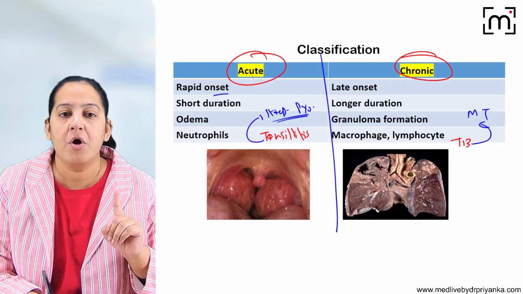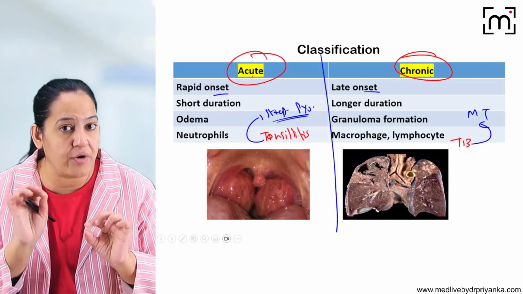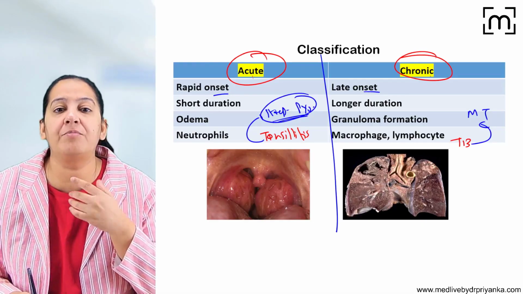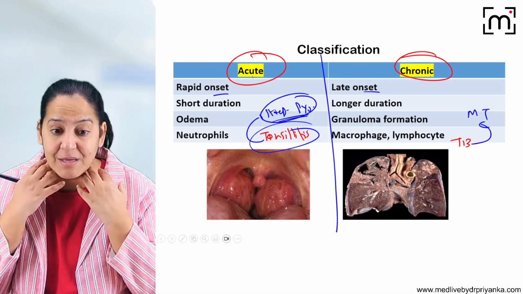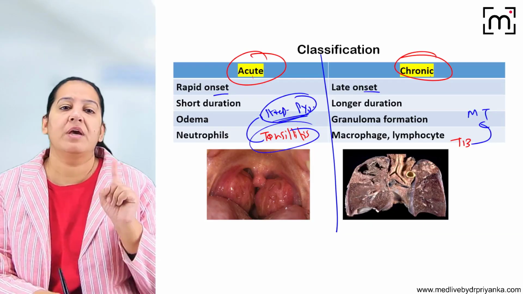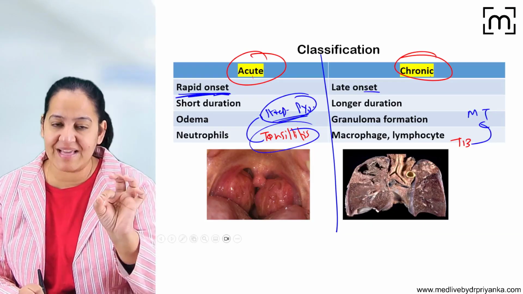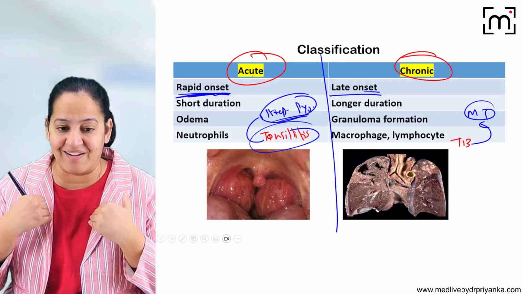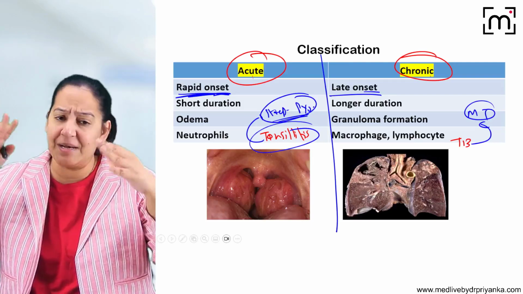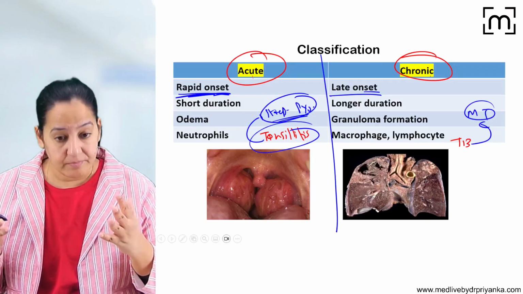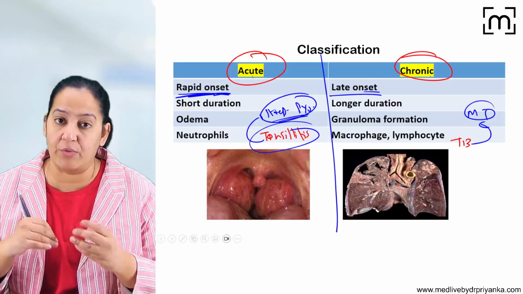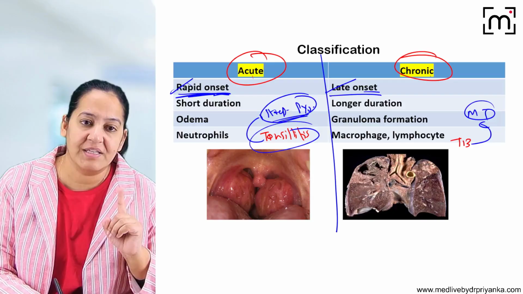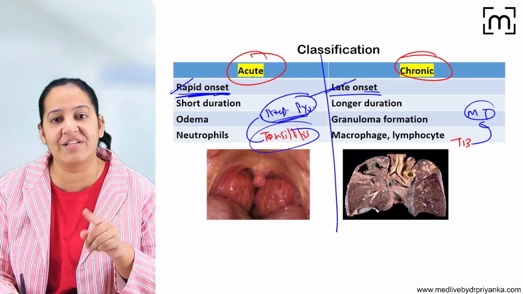What do you mean by onset? Onset is the duration between the entry of the microorganism and the first symptom. As soon as Streptococcus pyogenes enters the tonsil, it produces tonsillitis, or the symptoms of tonsillitis, within a few hours. So your onset is very rapid. But Mycobacterium tuberculosis enters the lung and remains in the lung for months and maybe years. Whenever the immunity of the person drops, at that time it gets activated and causes the symptoms. So your onset is very late. Onset is fast in acute inflammation, and late in chronic inflammation.